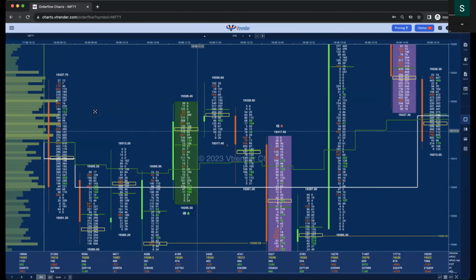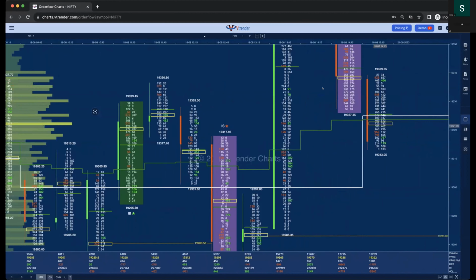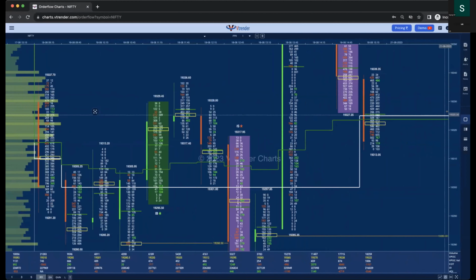There is a difference between 30 minutes and 3 minutes. On a 30 minute chart, you will see a VWAP per bar. It's because normally these are longer bars and it makes sense.